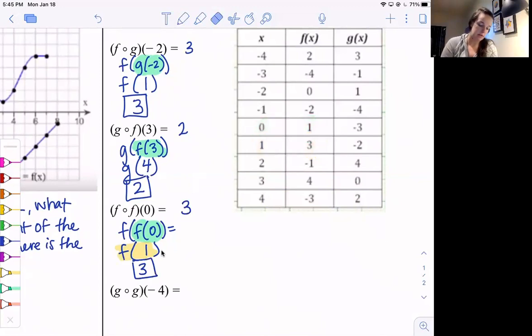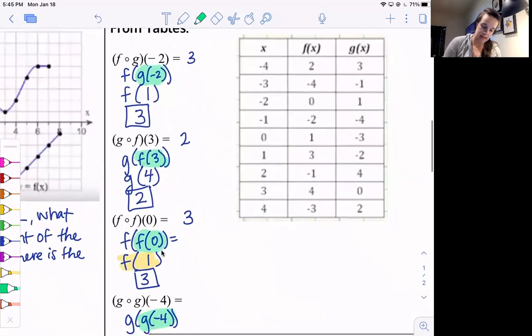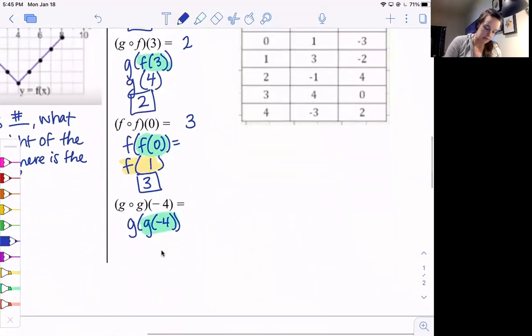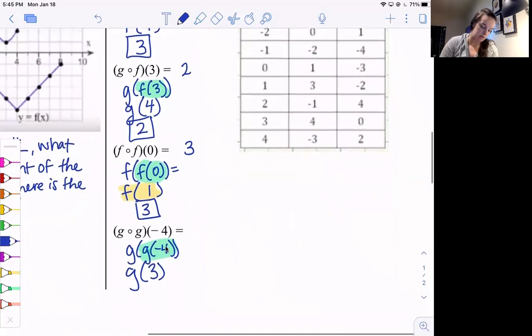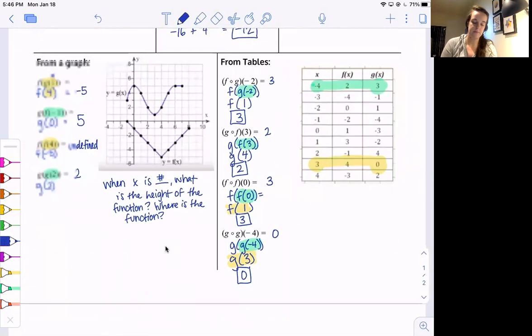All right. Finally, I have one more. This is g of g of -4. So I'm going to go ahead and find g of -4. My x value is -4. G is 3. So I'd say this is 3. Now I need to find g of 3. So g of 3, here's my x value, g is 0. So this equals 0. That means this whole function equals 0 there.